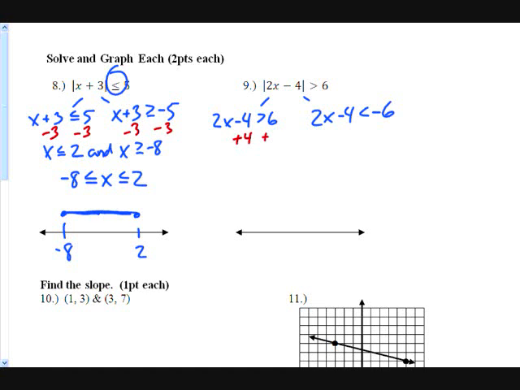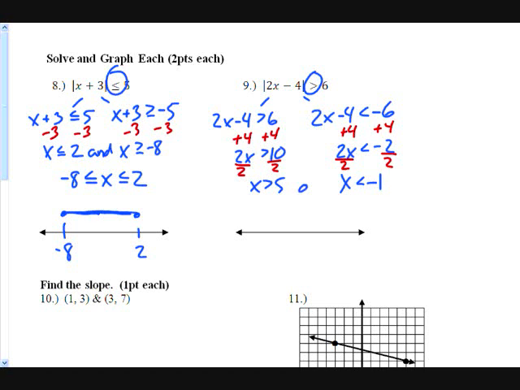So I add the 4 to each side. Gives me 2x is greater than 10. I divide each side by the 2. So I get x is greater than 5. Over here, I have to add the 4 to each side. So I end up with 2x is less than negative 2. Divide each side by the 2. So I find that x is less than negative 1. And since the absolute value was greater than, it means it's an OR, so this is an OR inequality.